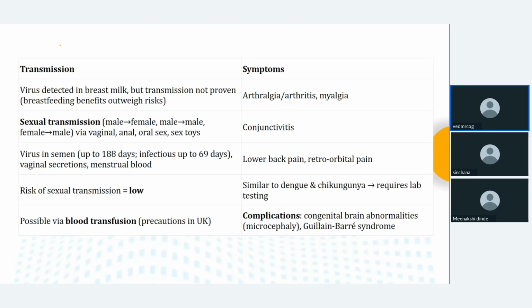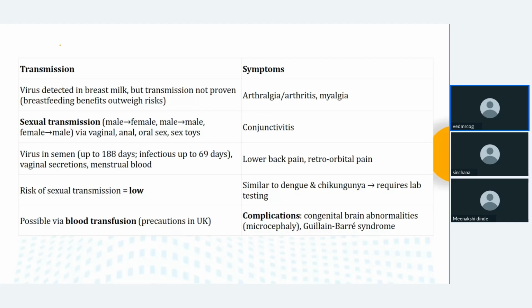Virus is also detected in the breast milk, but transmission is not proved. Breastfeeding benefits always outweigh the risk. Sexual transmission from male to female, male to male, and female to male is known to happen via vaginal, anal, oral sex, and sex toys. Virus in semen can be detected up to 188 days, but it is infectious through the semen up to 69 days.